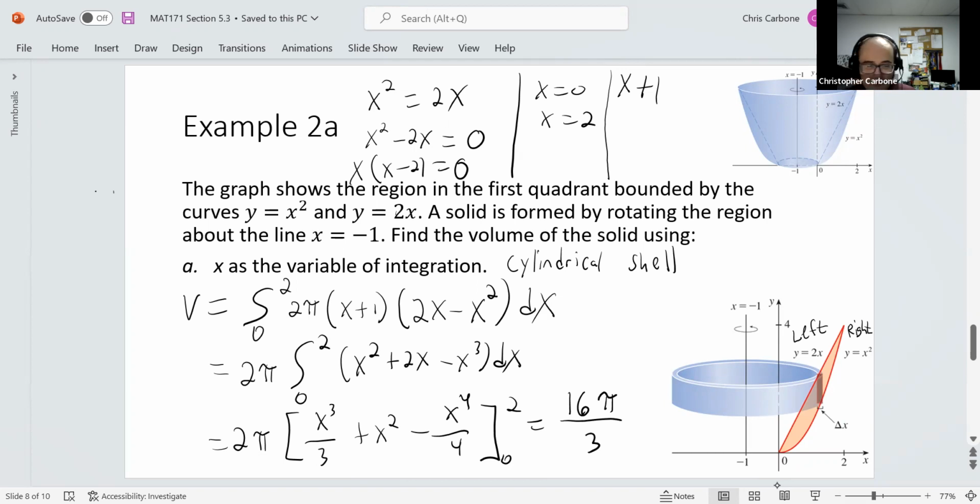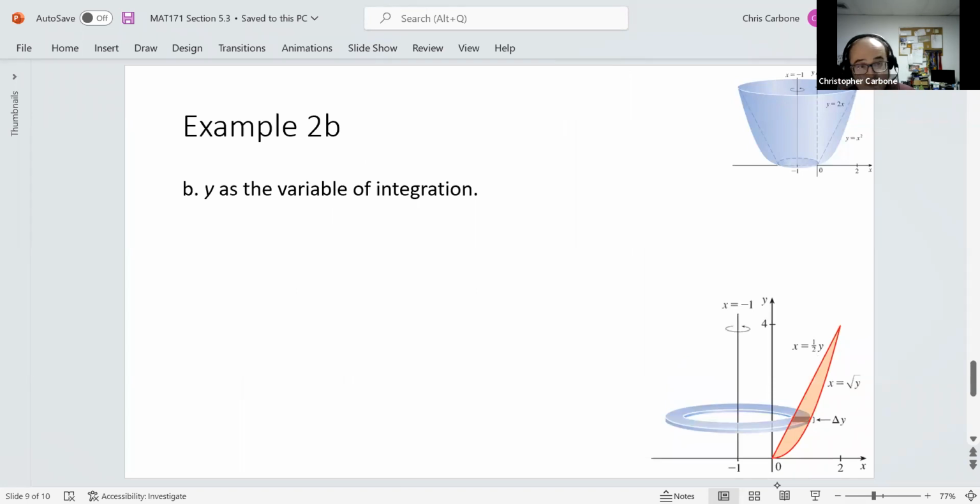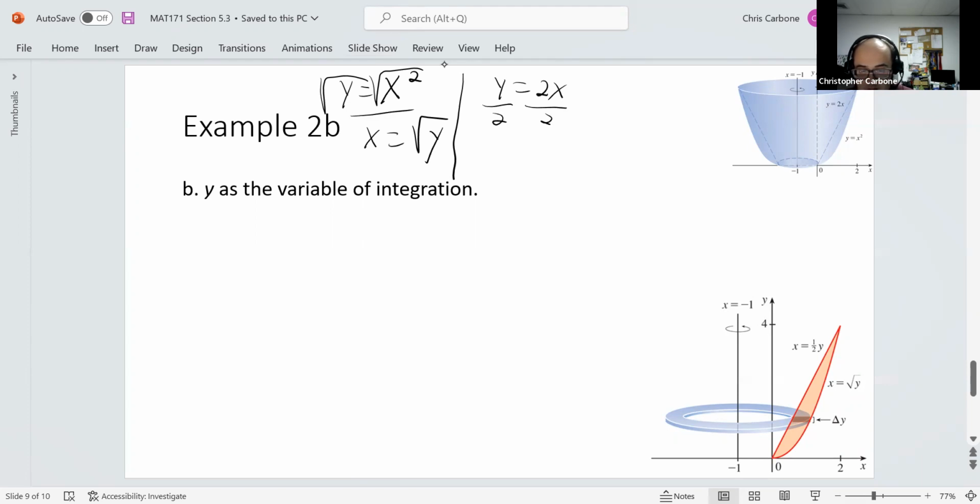Now, with the same problem in mind, let's do part B with y as the variable of integration. This one, we can see now a different cross section, still with our two curves, but notice now, since we want y as the variable of integration, we see the two functions on here, but might as well make note of them. When we have our first function, y is equal to x squared, if we solve for x, we square root both sides. So x would be equal to the square root of y. And for the other function, y is equal to 2x, we would divide both sides by 2. So we get x is equal to y over 2.